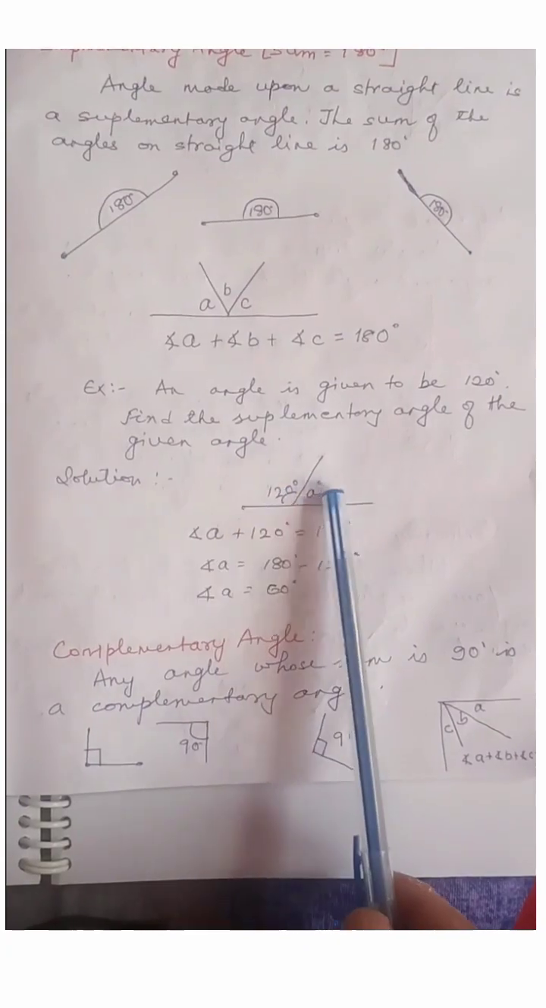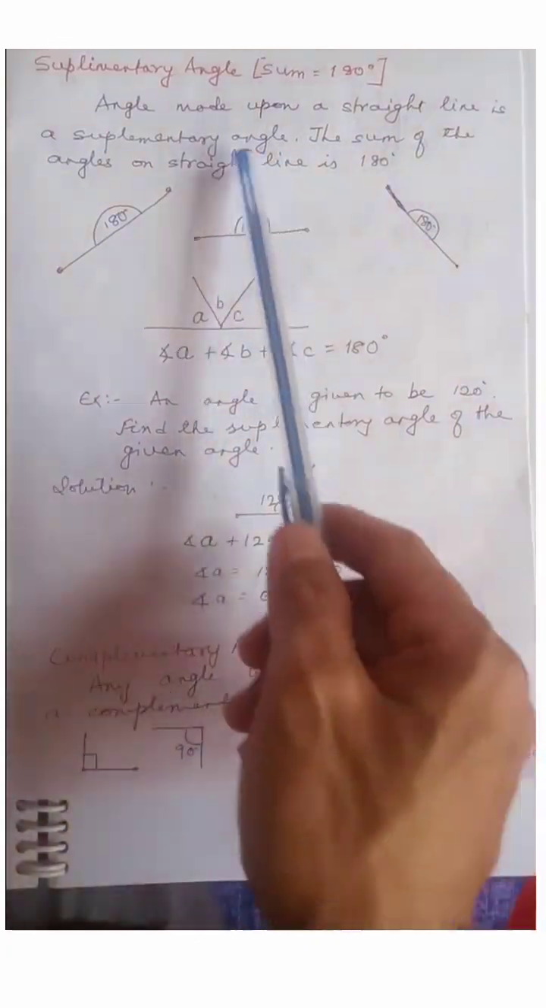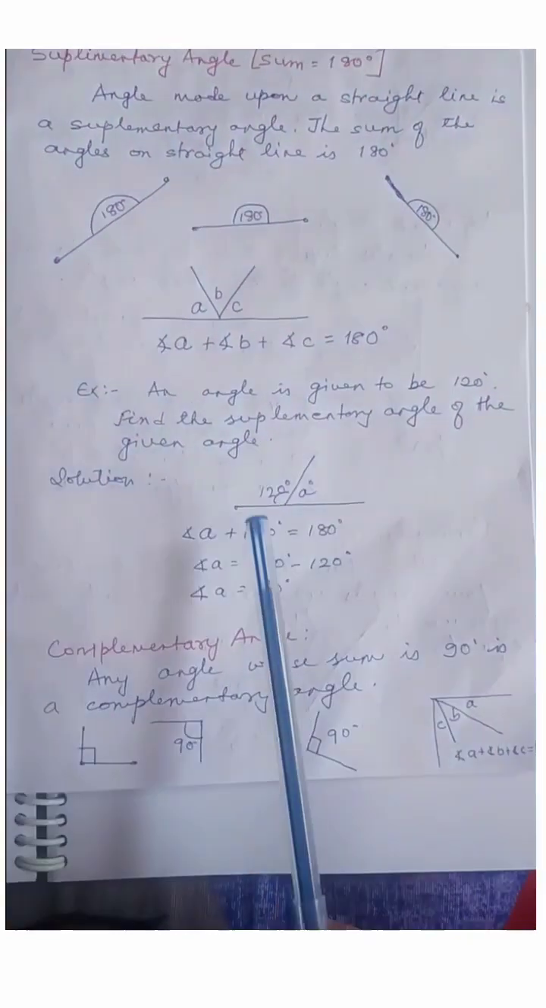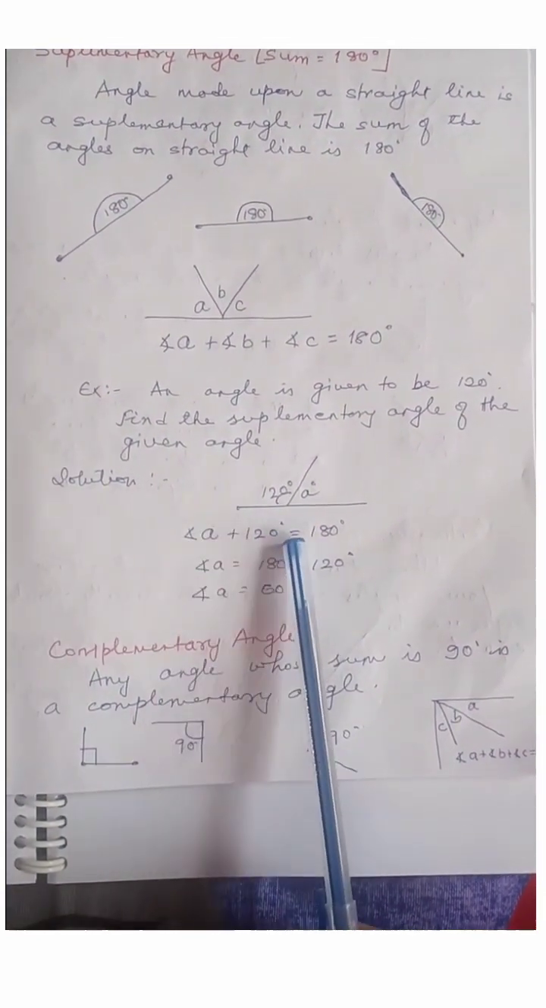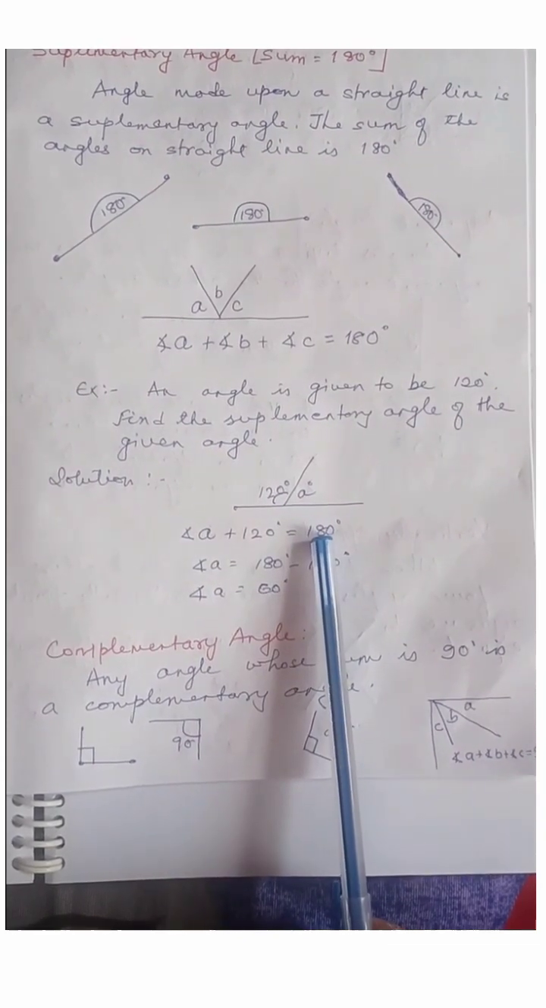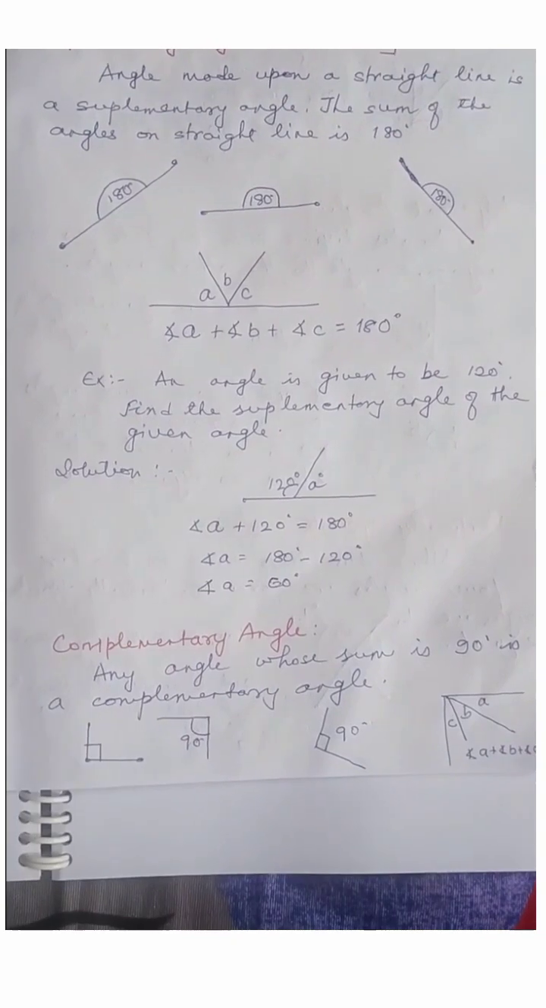So these two angles are adjacent to each other. When we add these two, according to the definition of the supplementary angle, it should be 180 degree. So a degree plus 120 degree is equal to 180 degree. So a degree is equal to 60 degree.